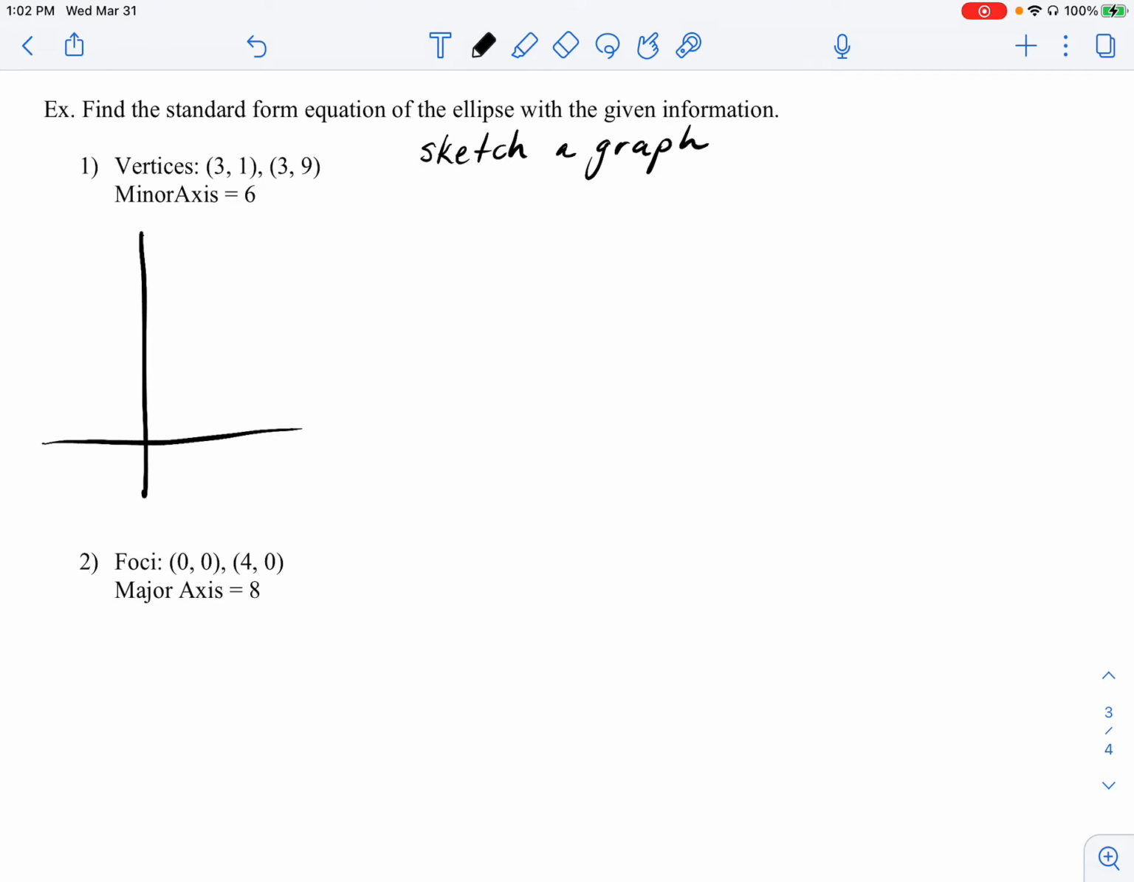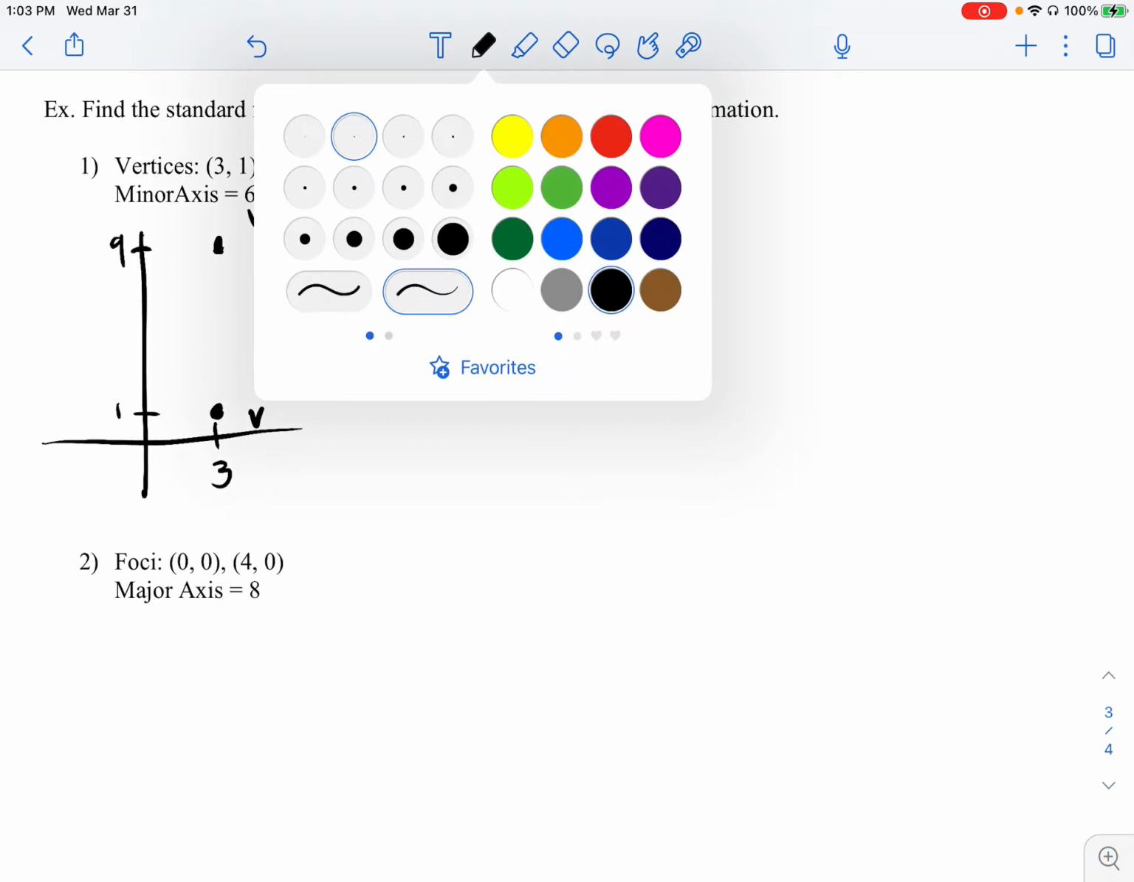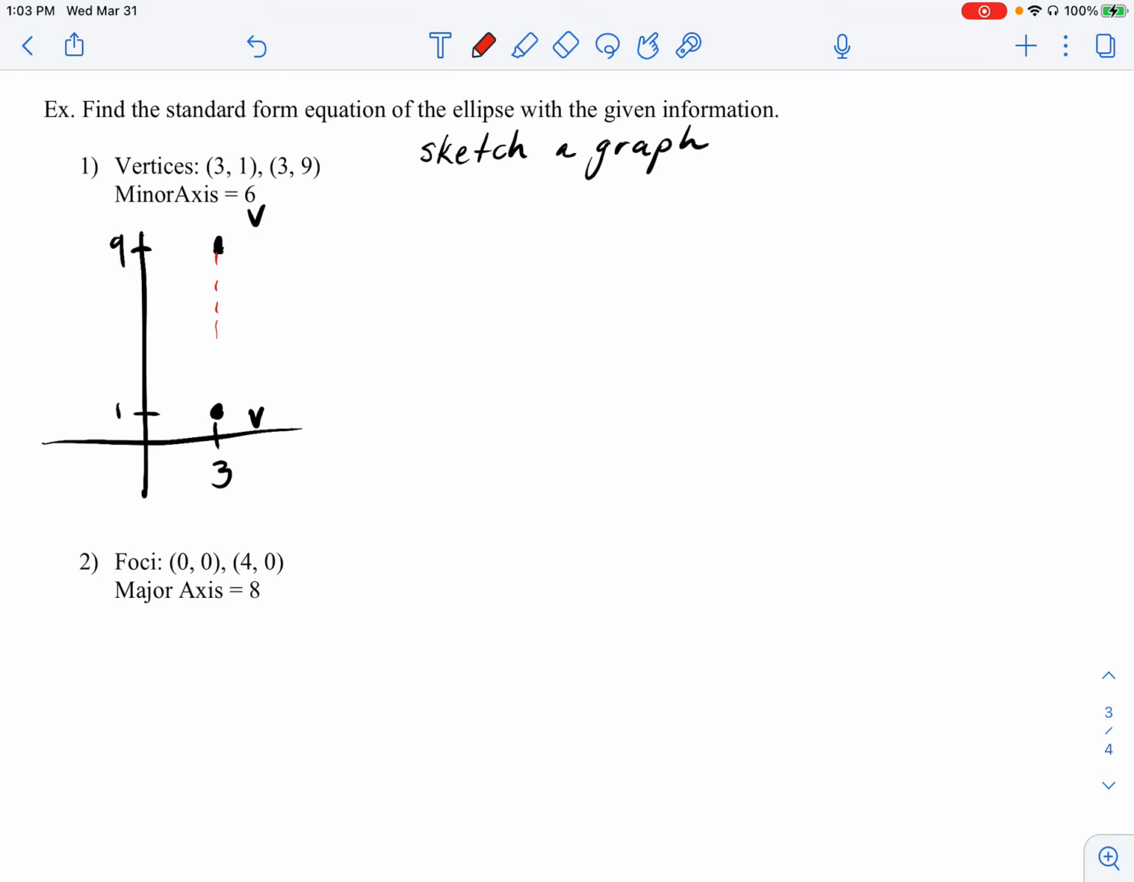So if I know my vertices are at 3, 1, and 3, 9, so these are my vertices. Just this bit of information already tells me so much. It tells me that my major axis is going to be vertical. It also tells me that my center is halfway between my vertices. So it's got to be at the point 3, 5.